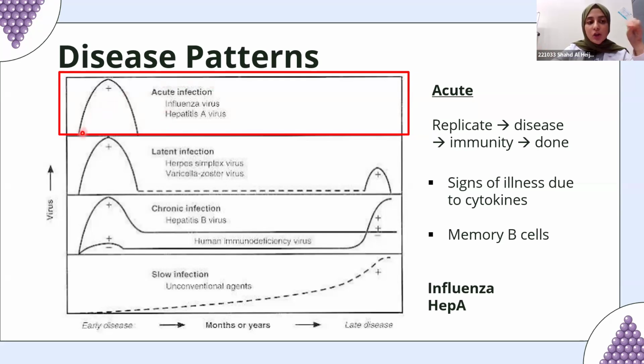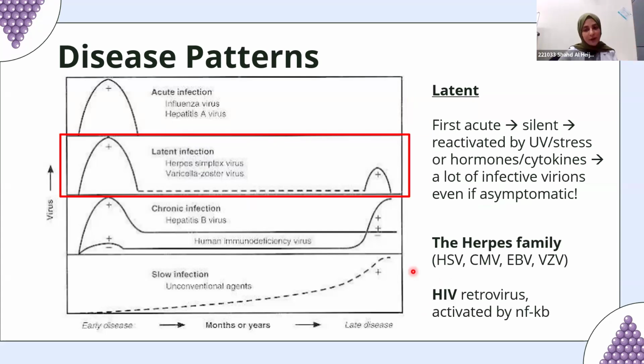So in acute, here you can see the virus is replicating, and then you're done with the infection when there's immunity. Where do you see this disease pattern? In influenza virus and hepatitis A. So usually, hepatitis A and influenza virus will cause acute infections that will get resolved. Clear? Clear.